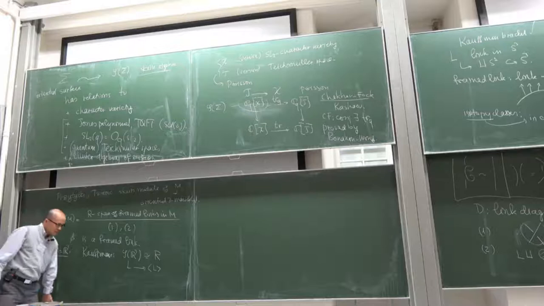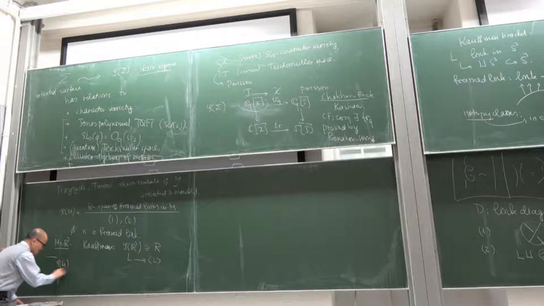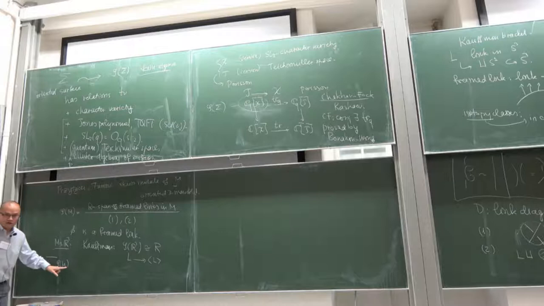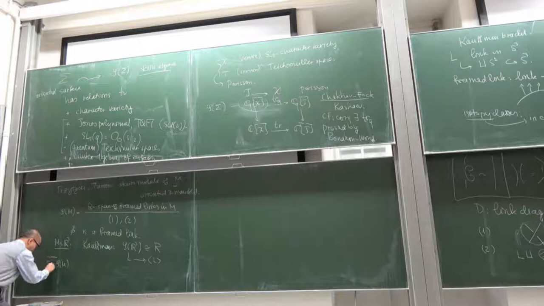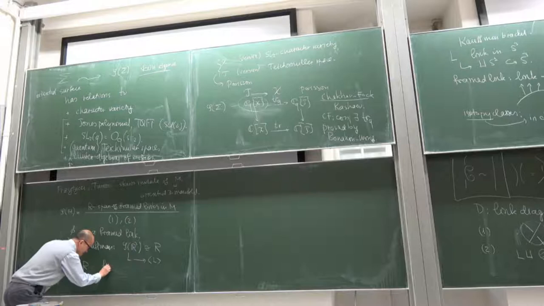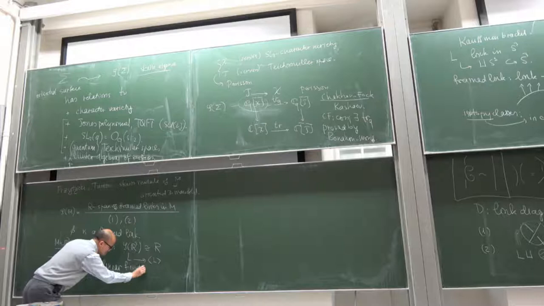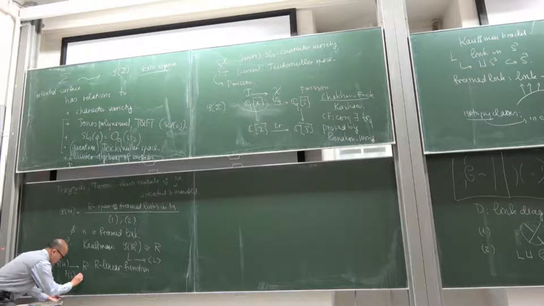So in general, for any M, this S of M here is just, in a sense, the set of all Kauffman polynomials for framed links in M, okay? So more precisely, if you have any R linear functional from this to R, then F of a link L here will be a Kauffman polynomial.